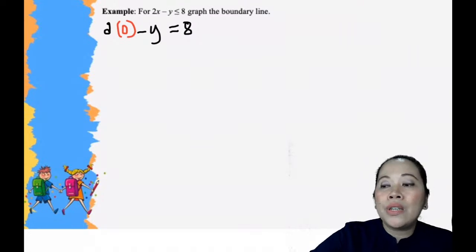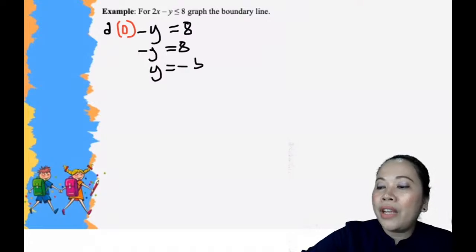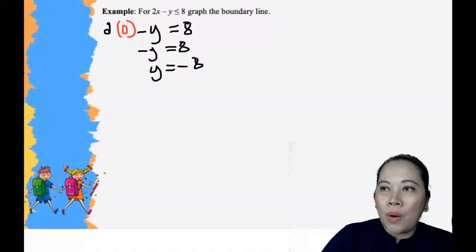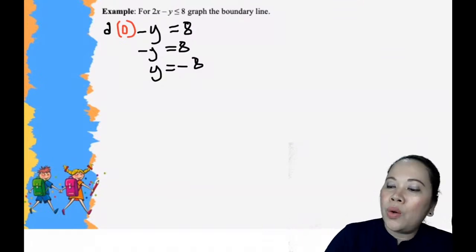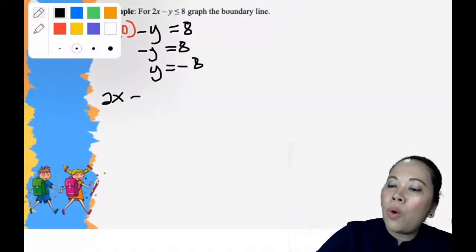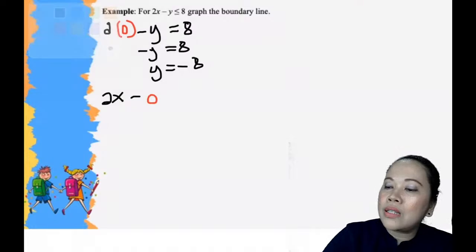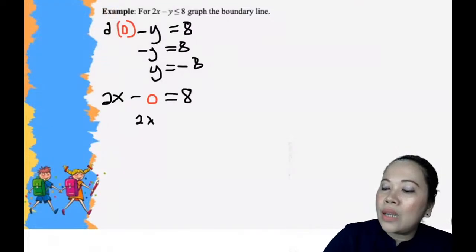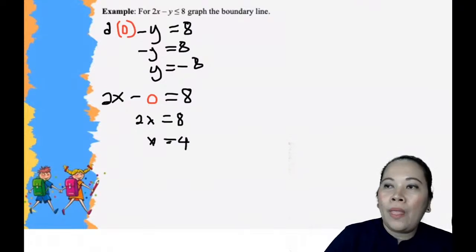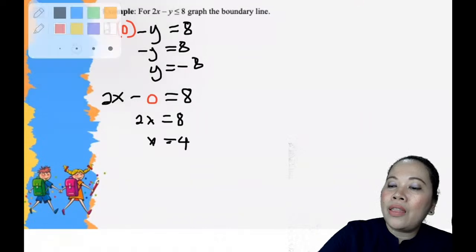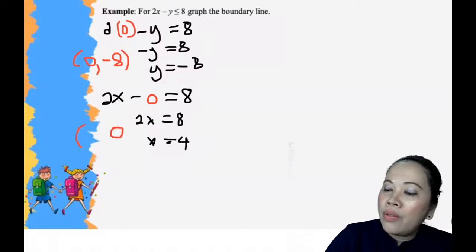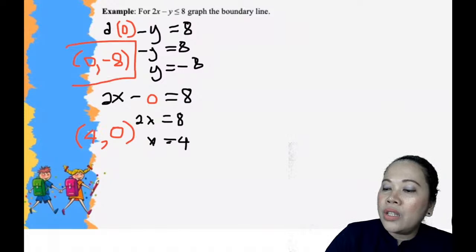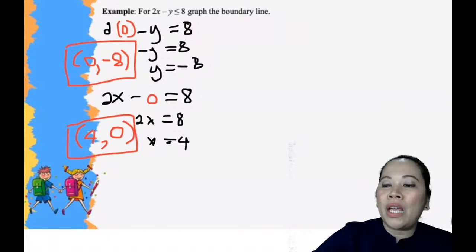So 2 times 0 is 0, so you have minus y equals 8. Therefore, y is negative 8 when x is 0. Now, what if my y is 0? So you have 2x minus 0 equals 8. So 2x equals 8, therefore x is 4. So if x is 0, my y is negative 8, and if my y is 0, my x is 4. These are the 2 points that you need to graph.